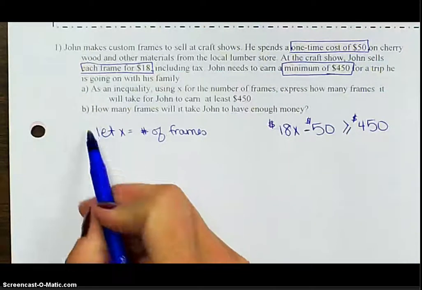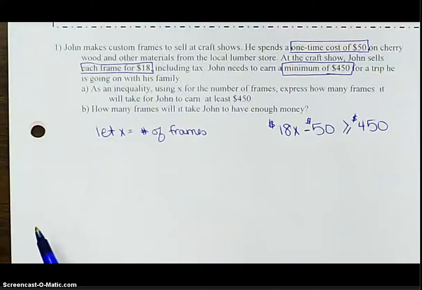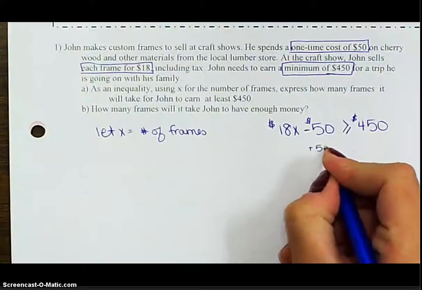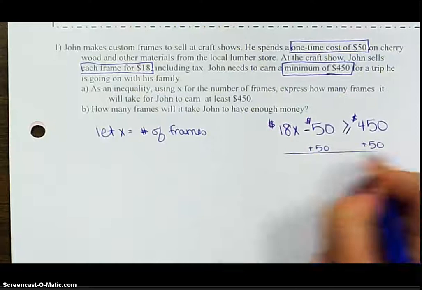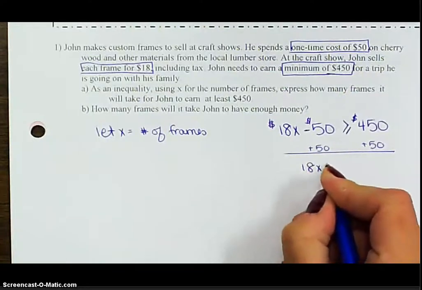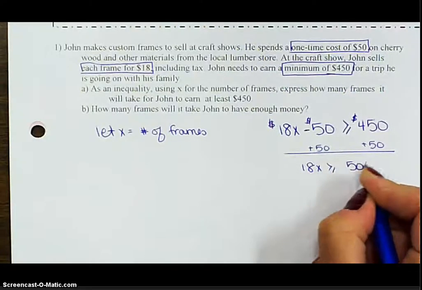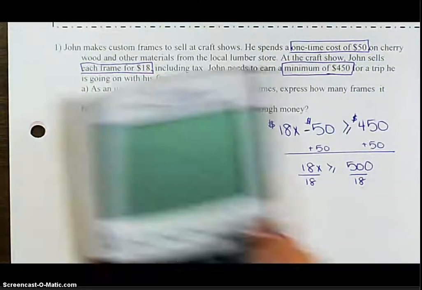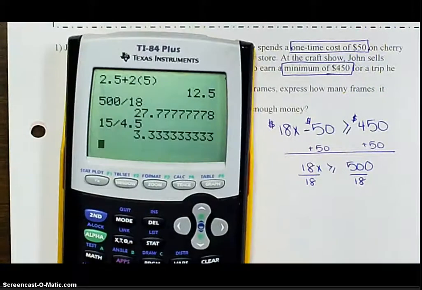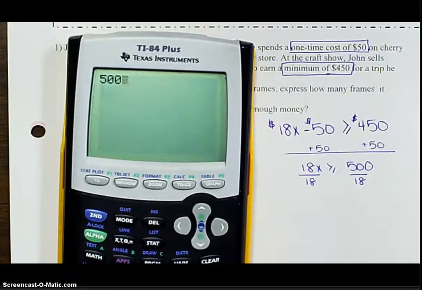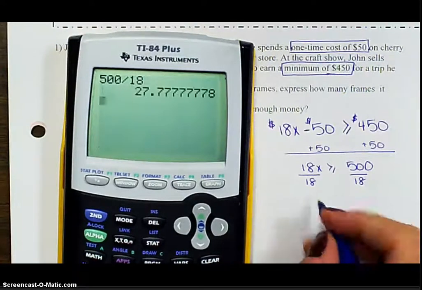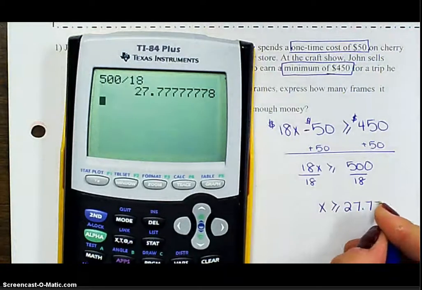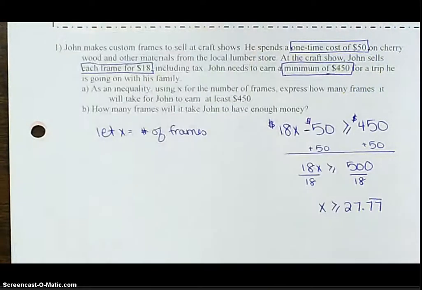That was part A. Now part B says, how many frames will it take? Let's go ahead and solve. Here we're going to add 50 to both sides. 18x is greater than or equal to 500. Then we're going to divide both sides by 18. All right, I'm going to take out my handy dandy calculator. Let's see, 500 divided by 18, and we get 27.7 repeated. Now, I'm going to keep that in my answer because this is still an inequality.